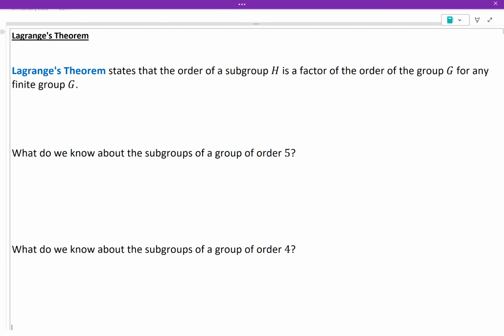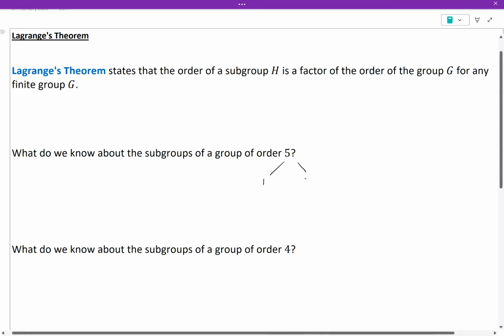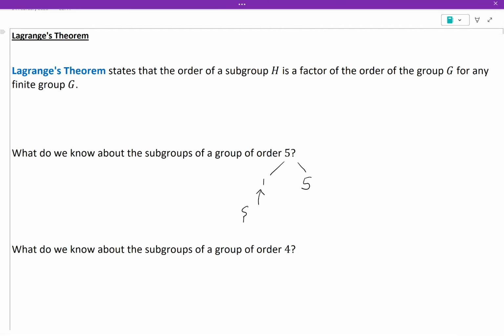So what do we know about the subgroups of a group of order 5? Well, any possible subgroup will have an order that is a factor of 5. So that would be 1 or 5. Okay. And now a subgroup of order 1, this is just your identity on its own. And then a subgroup of order 5 for a group of order 5 is just going to be the group itself. Now, both of these subgroups are referred to as improper subgroups. So therefore, what we can conclude for an order of 5 is that there are no proper subgroups.